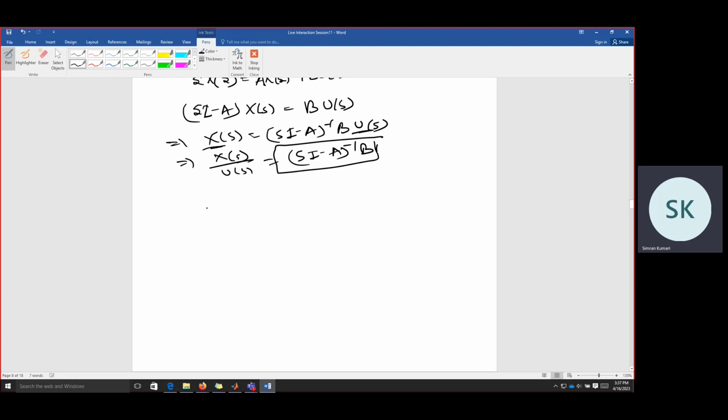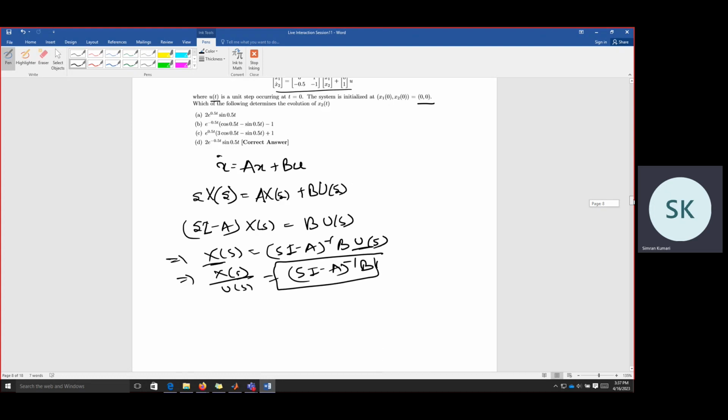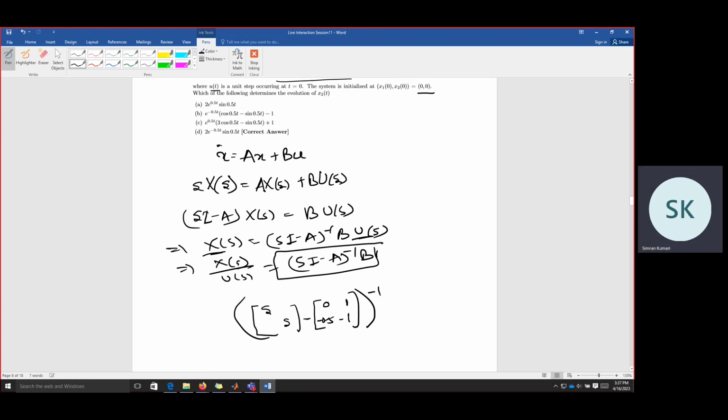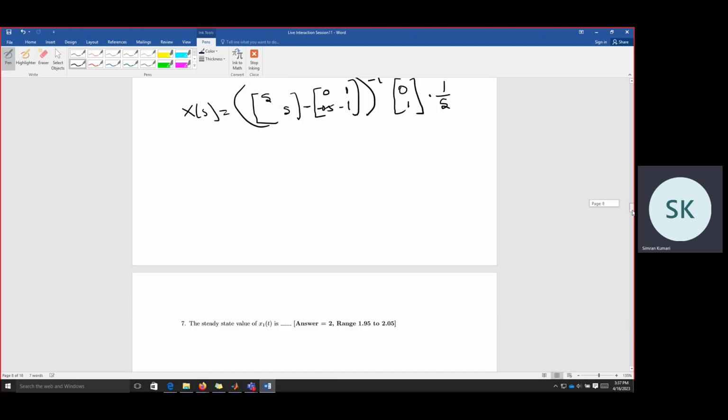Now this would be what? Since A is a 2 cross 2 matrix, this would be (sI minus A) inverse, where A is [0, 1; minus 0.5, minus 1], and B is [0; 1]. Let us say this is X(s). And what is U(s)? U(s) is a unit step, so it is 1 by s. So we can find this X(s).